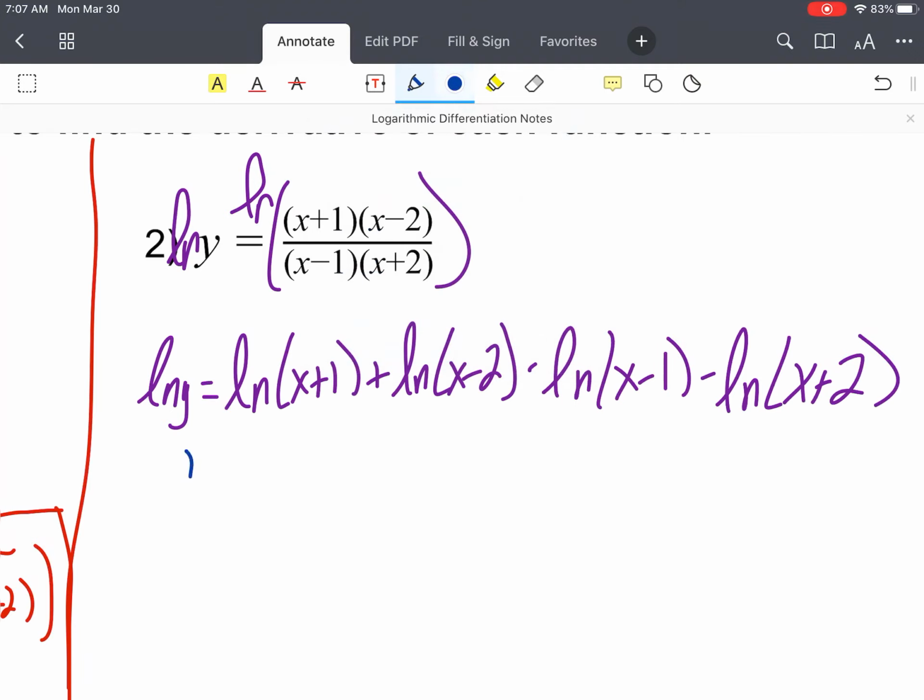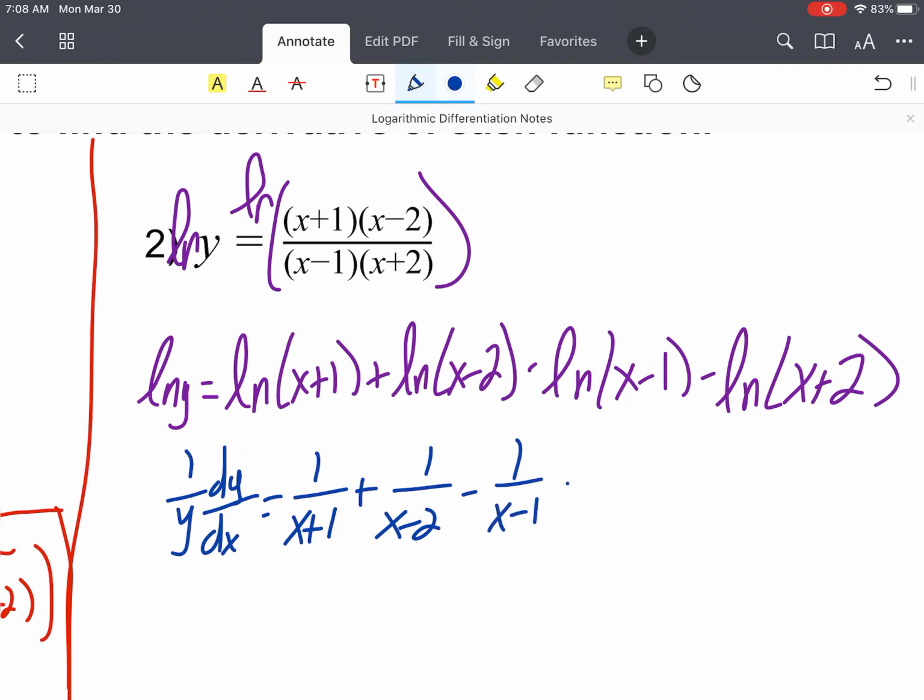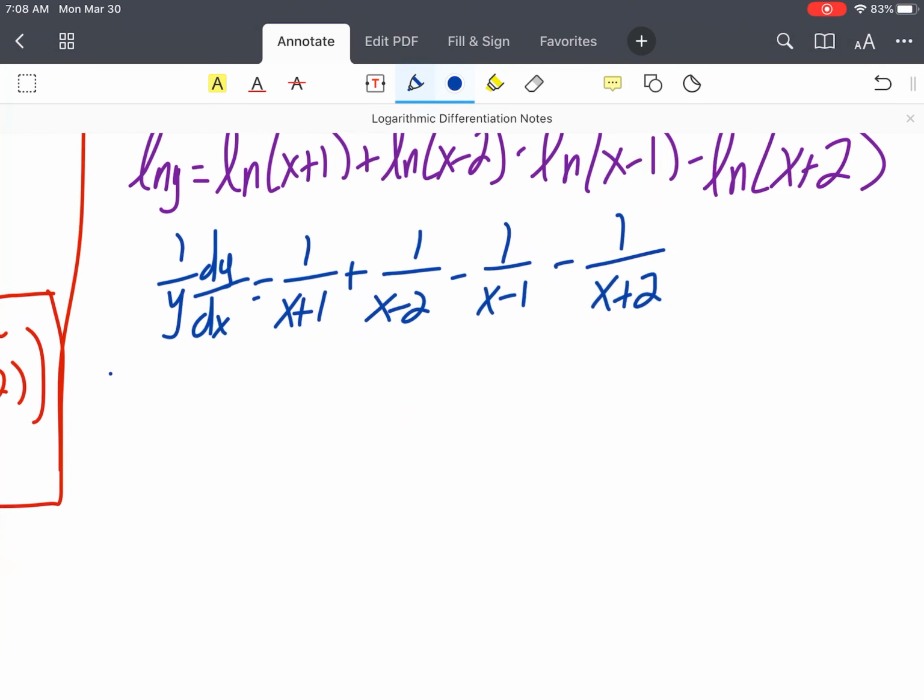All right. So now I get to take my derivative. So I say 1 over y dy/dx equals 1 over x plus 1 plus 1 over x minus 2 minus 1 over x minus 1 minus 1 over x plus 2. Okay, again, there's 1s on all the tops of those because the derivative of x plus 1 is 1, derivative of x minus 2 is 1, and so on down the line. Okay? All right, final step.